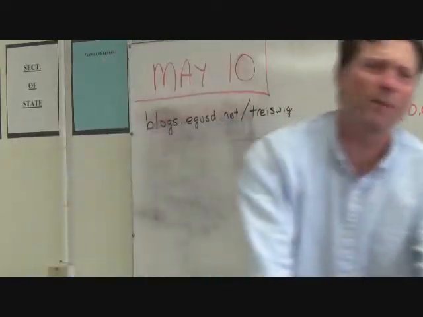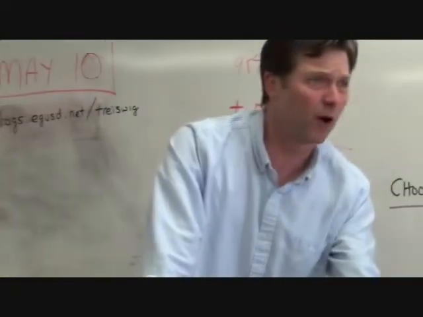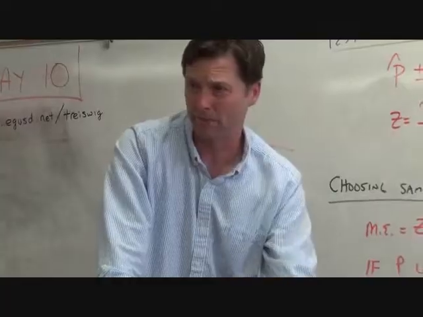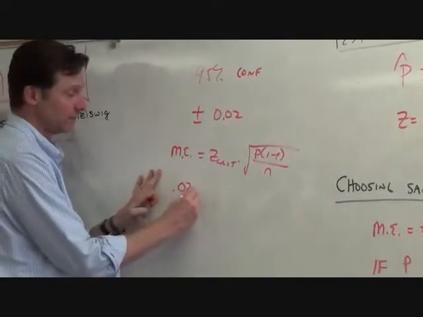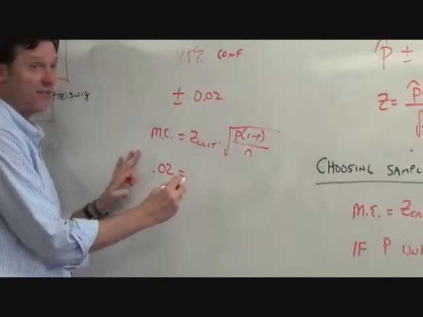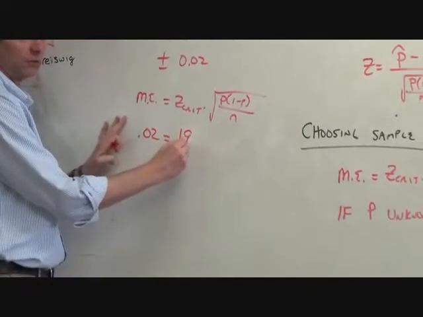But I want to make sure that when I get my final answer, I've got a margin of error plus or minus 2%. All right, here we go. I want the margin of error to be 2%. I said a 95% confidence interval.